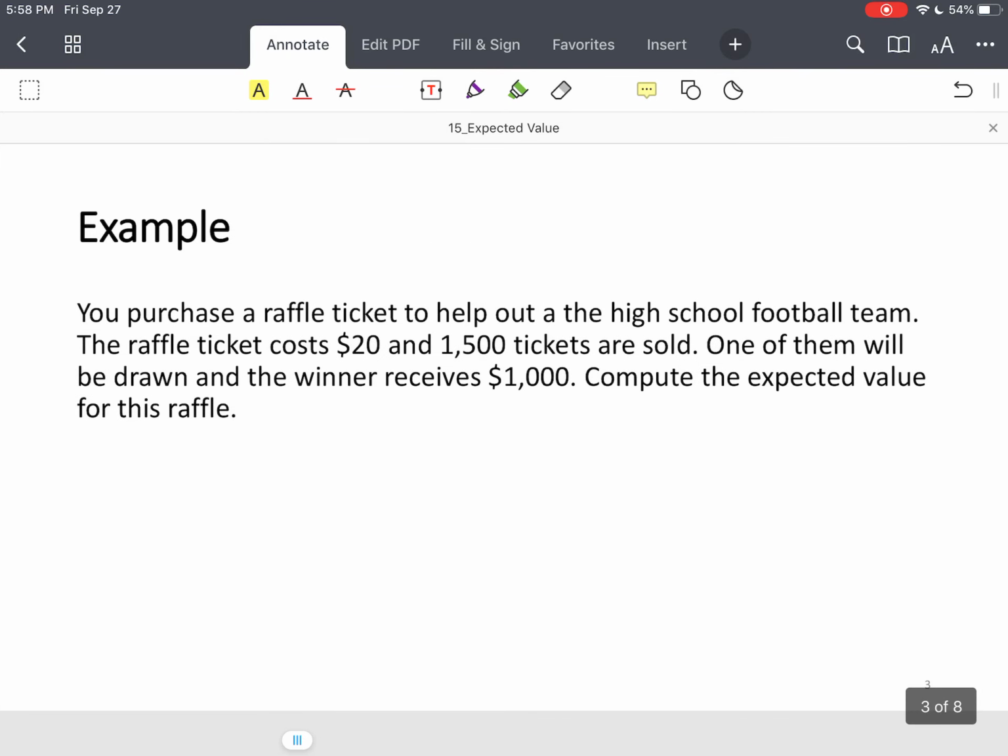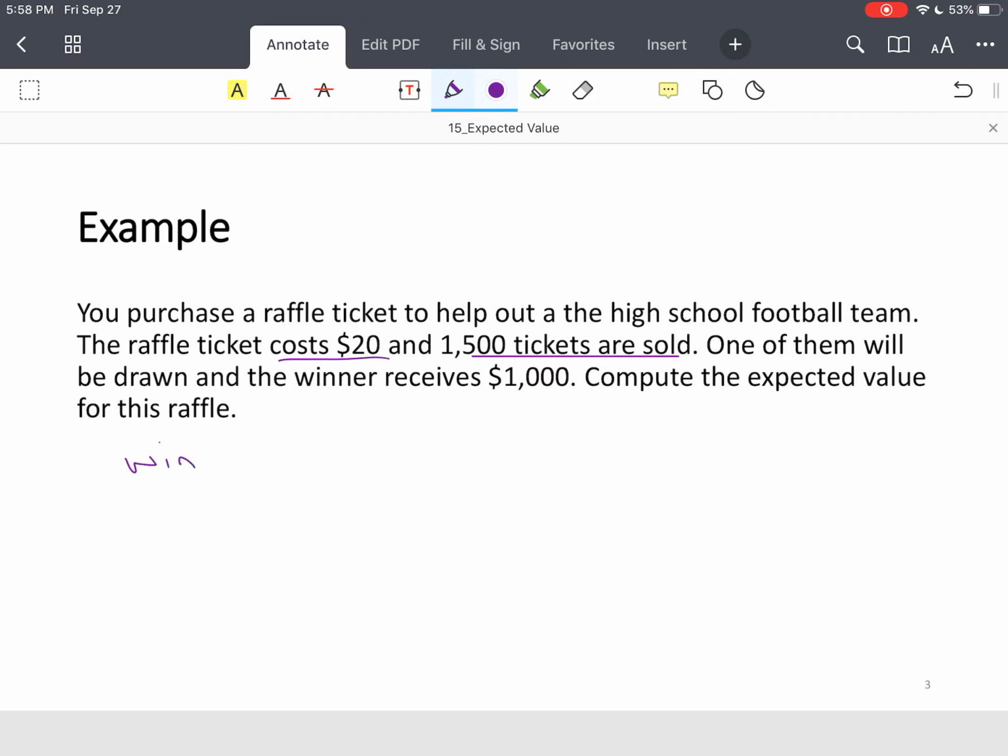So let's start out with a football example, a raffle ticket situation. All right, a raffle ticket is being sold for $20. 1,500 raffle tickets are sold. Only one raffle ticket is the winning raffle ticket. We want to compute the expected value. So the first thing we're going to do, we've got two potential outcomes. You can have a winning ticket.